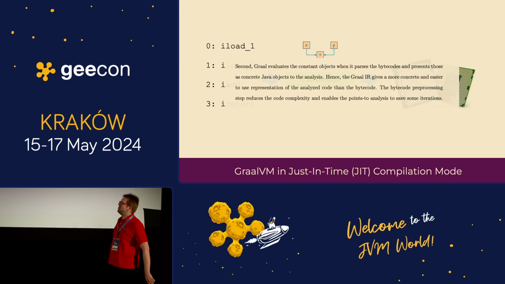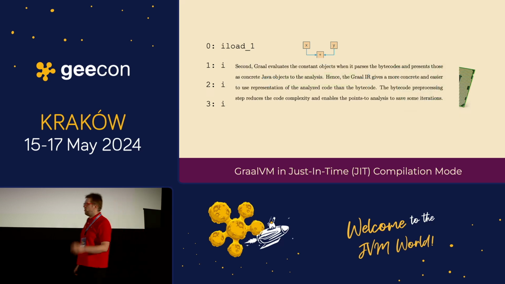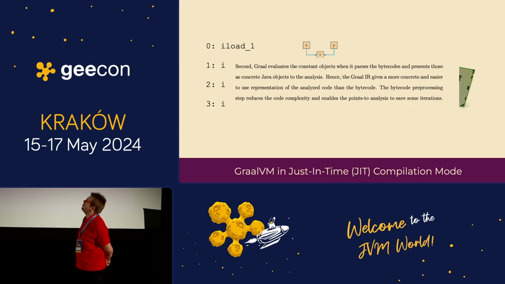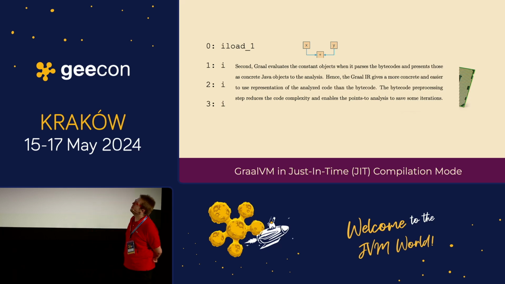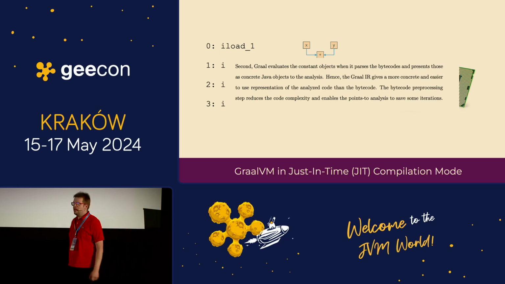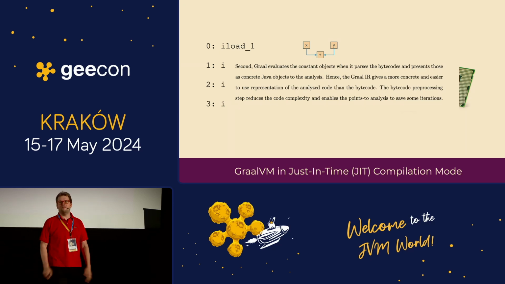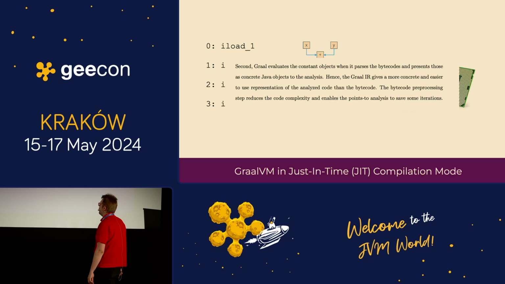And the fact is that, like I said, it's a replacement for our C1, C2 compilers. As it's described in the documentation, Graal evaluates the constant objects when it parses the bytecode and represents those as concrete Java objects to analyze. Hence, the Graal intermediate representation gives a more concrete and easier to use representation of the analyzed code than the bytecode. It's just taking bytecode and replacing it with the Java graph. And for Java developers, it's far easier to play with that than to work with just the basic bytecode.